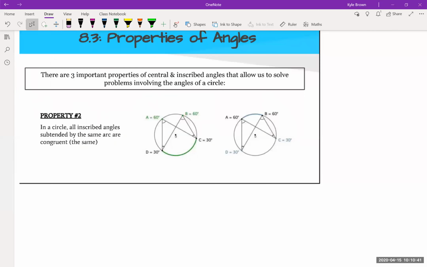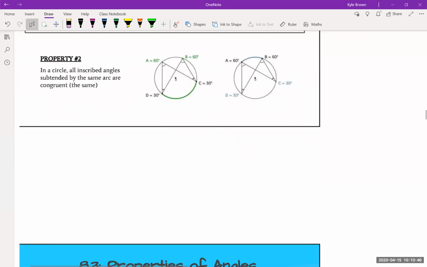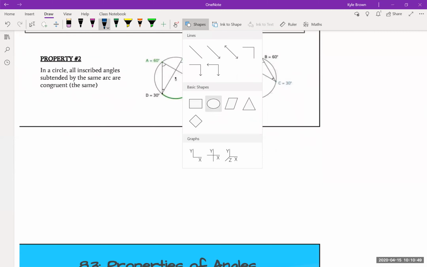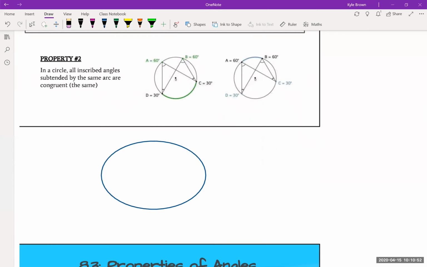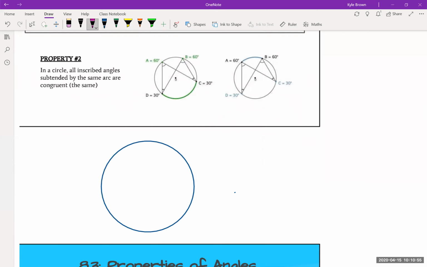Property number 2 is that it's the same angle. Here, you can look at these pictures. I'm gonna make my own again, just to clean it up here. So let's say we had our circle, and here's what property number 2 is saying. It says in a circle, all inscribed angles subtended by the same arc are congruent, the same. So congruent means the same. What that really means is that if I've got these 2 points, so I've got the same legs, or they're subtended by the same 2 points, they've got the same minor arc, is what the definition said.